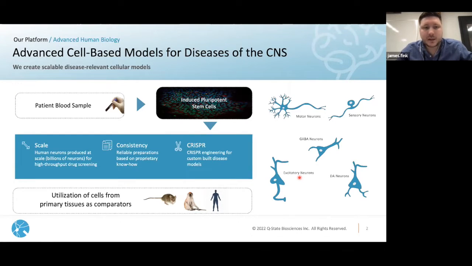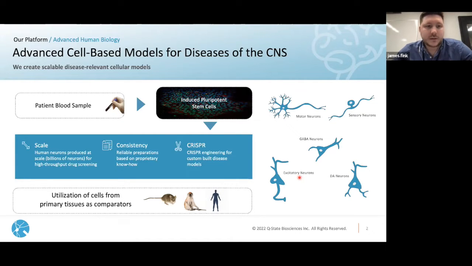As I mentioned at the beginning, we can also utilize cells from other primary tissues and other species, especially when it comes to some of the downstream development work with toxicology and understanding how these molecules might work in relevant tox species. Of course, we're talking specifically today in this talk about the central nervous system.